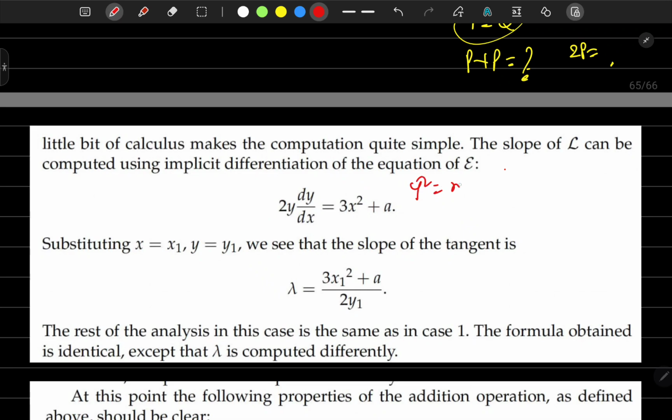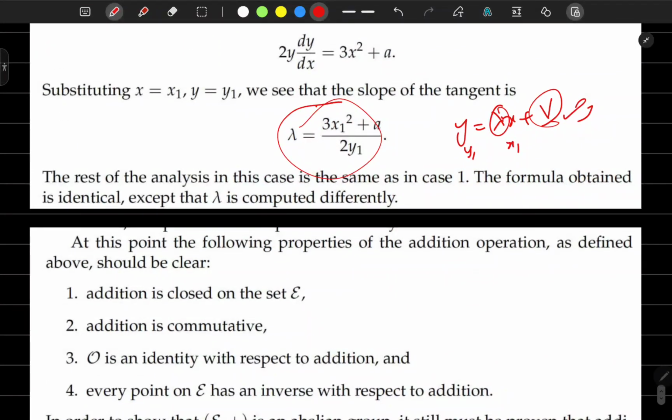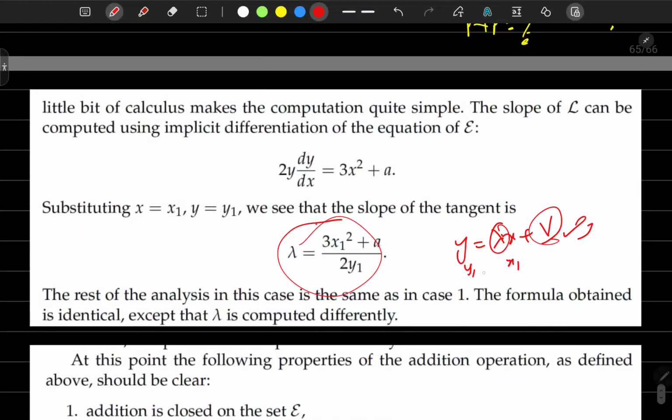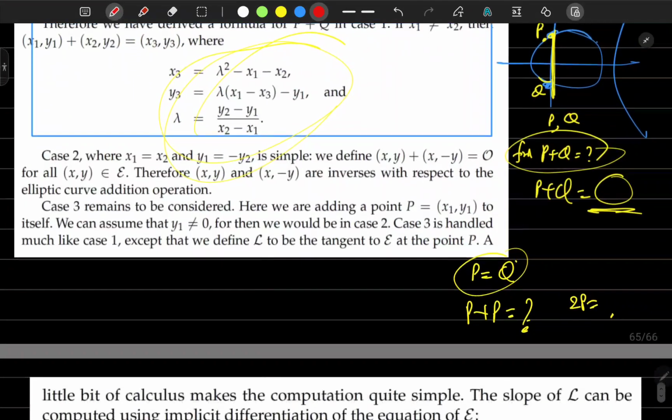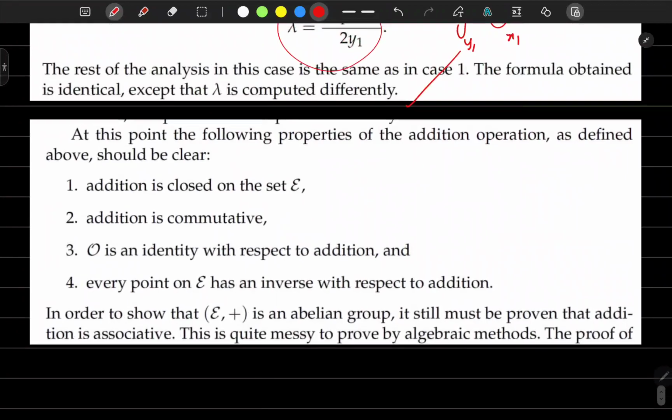From y square equals x cube plus ax plus b, after differentiating I find dy by dx, and into dy by dx I substitute x1, y1. From that I will get the slope. The slope is nothing but lambda, right? The tangent equation will be y equals lambda x plus v. Once I get lambda, I can substitute x1, y1 and get the value of v. Samjha? Very easy. So the formula obtained is identical, except that lambda is computed differently. Okay, you got my points?